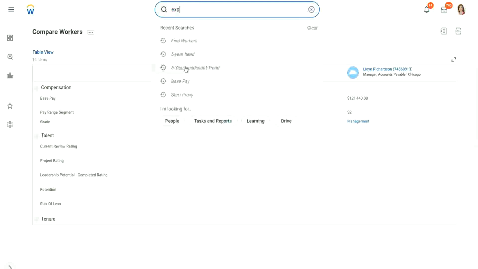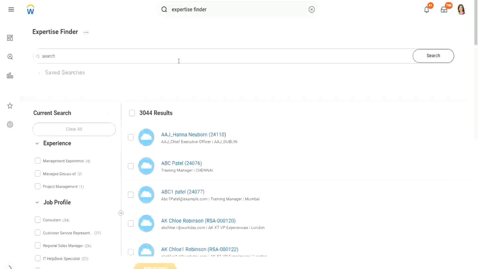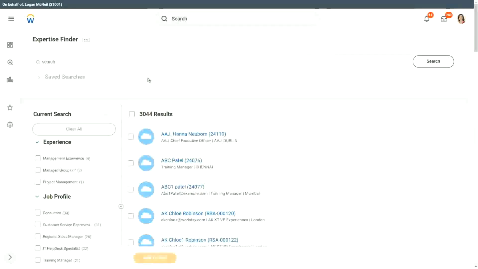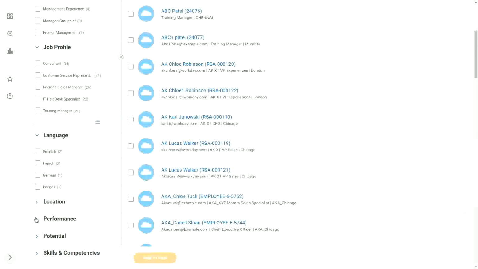There is another standard report for this, Expertise Finder. Expertise Finder, here it is. So here you see, Expertise Finder. Again, this report is very similar to what we saw before, but the filter criteria is different, right? Because now it is mostly focused on experience and job profile and language and performance, right? So why?